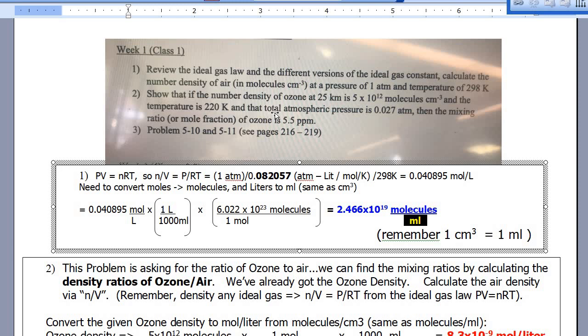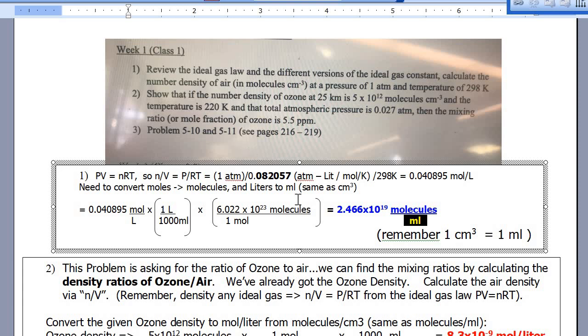So high up in the air, you have a density of 5 times 10 to the 12th molecules per milliliter, or per centimeter cubed. The temperature is not going to be this hot, but they're using 220. It's going to be Arctic up there, but they're just playing with numbers. And a very low, almost no pressure, 0.027 atmosphere. They're asking what's the mixing ratio or the mole fraction, which is the same thing, of ozone.